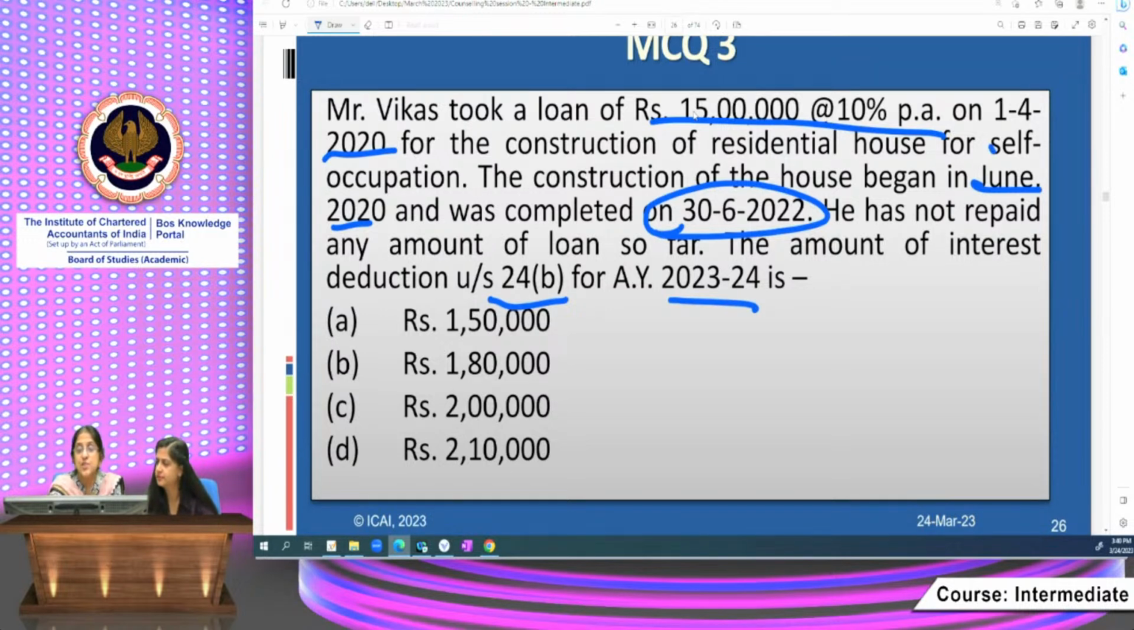Now, first, it's for self-occupation. So with self-occupation, what is the maximum allowed? For construction, self-occupation, the maximum allowable is 2 lakh. Okay. Now we have to work out the current year interest.